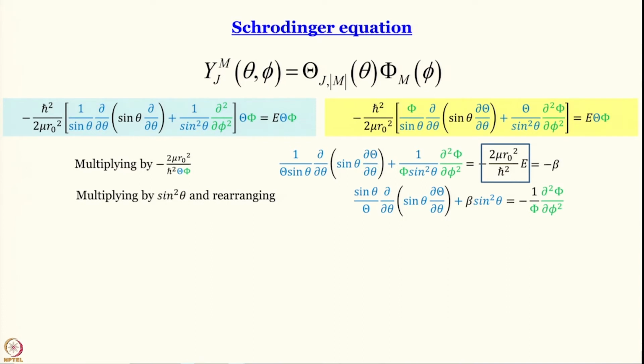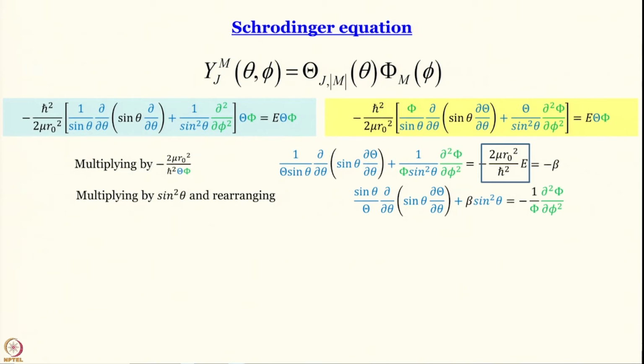Sin theta by capital theta del theta of sin theta del theta plus beta sin square theta is equal to 1 by capital phi, well minus 1 by capital phi d2 capital phi d phi 2. Please remember, the capital letters denote wave functions, small letters denote coordinates, okay. And I have not written capital phi and then small phi in bracket, because the notation is such that it is not very difficult to understand.